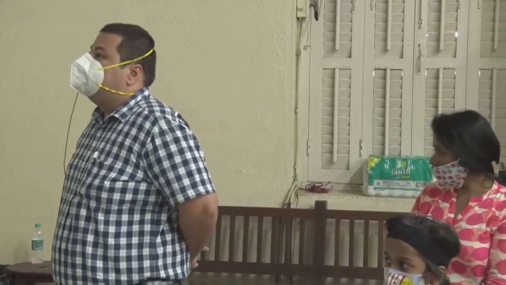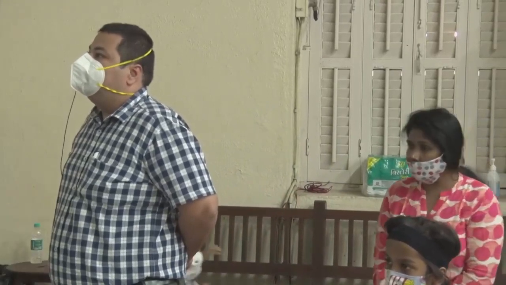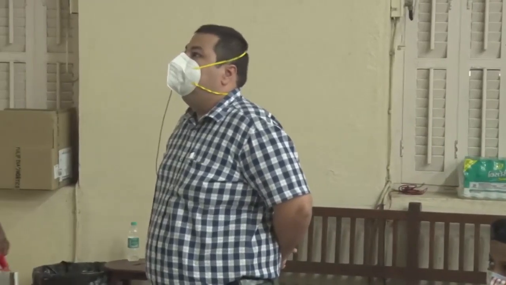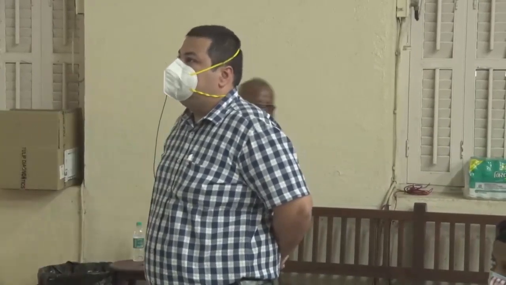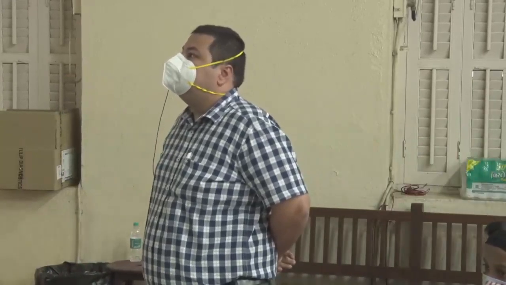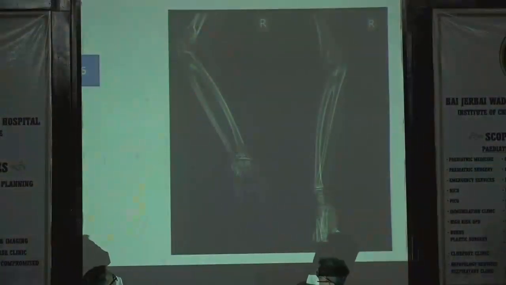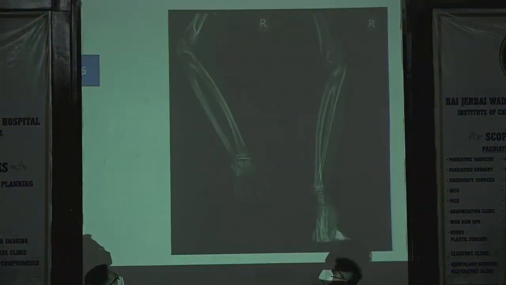Okay, so this is the X-ray. This is a plain radiograph in anterior, posterior, and lateral view of the forearm of the right side, showing the elbow and the wrist joints. So describe. The radial head appears to be dysplastic. I can't see it actually. I can't see the radial head, sir. And there is increased bowing of the radius.